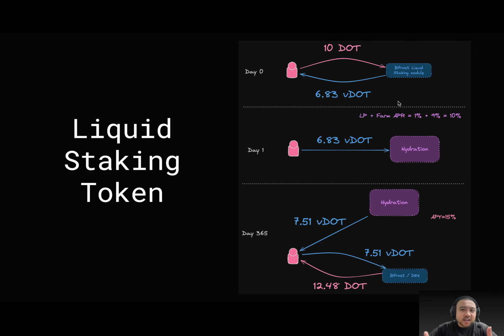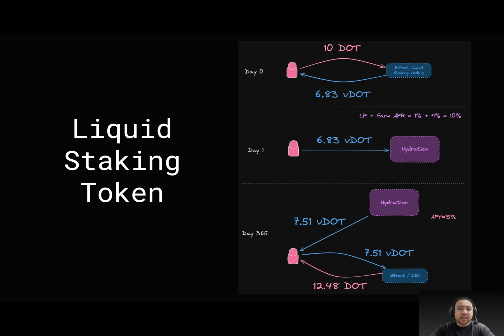And you take your 10 DOT, you go to the Bifrost liquid staking module, and you will get your 6.83 VDOT back, right? This is the exchange rate. So you can put 10 DOT in, you get back 6.83 VDOT, right? Next thing you do, you can go to a parachain like Hydration, right? Go to Hydration, you essentially bridge your 6.83 VDOT over to Hydration, and you join one of the LP pools over there, right? And these pools usually offer LP plus farm APR, which is 1% plus 9%, which is 10% at the time when I wrote this presentation, it's about 10%.